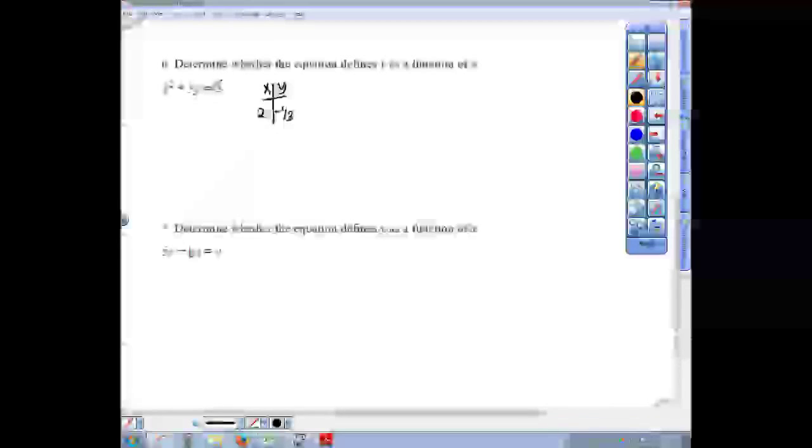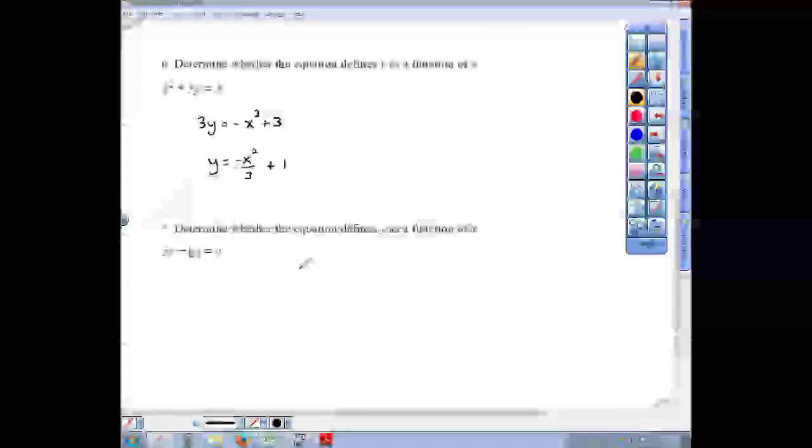If you solved this equation for y, without plugging any specific values in for x, you could subtract the x squared from the other side, and then divide everything by 3. And what you're left with is y equals negative x squared divided by 3 plus 1.